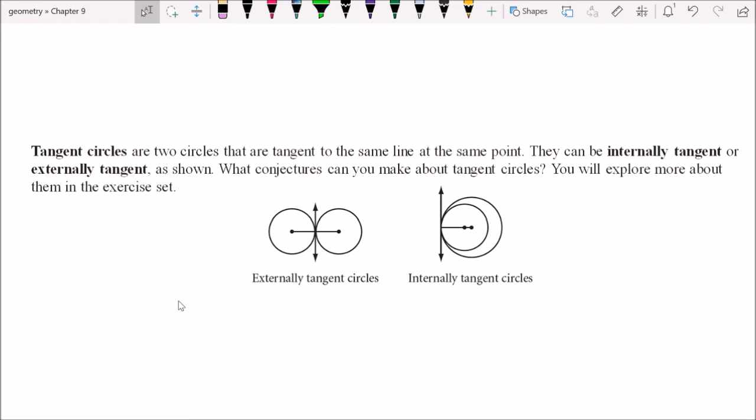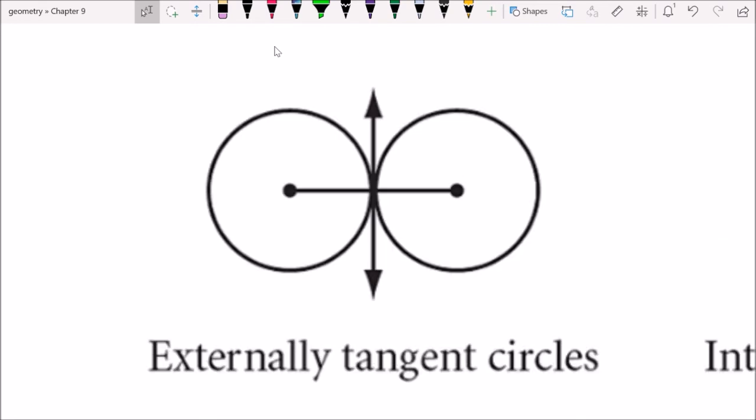We've talked about a segment or a line being tangent to a circle. It's also possible for two circles to be tangent to one another. That's the case when they have a tangent line that they intersect at the same point. So maybe I'll zoom in on this example. Here in this picture, I think that you can see that we have two circles. This is a point of tangency right here in the middle. They have the same tangent line, and they intersect at the same point. So those circles are tangent to one another.